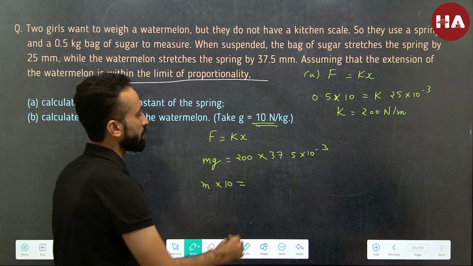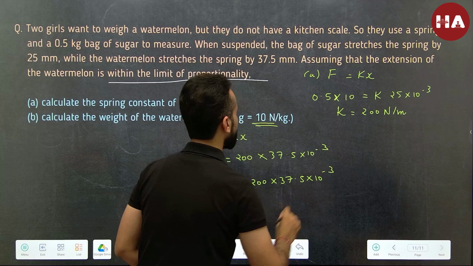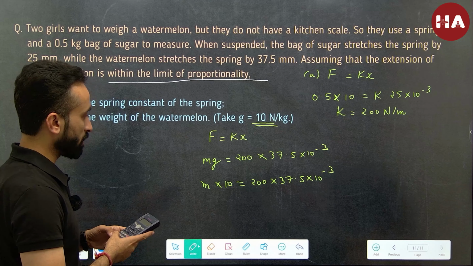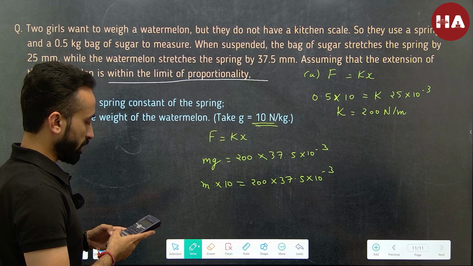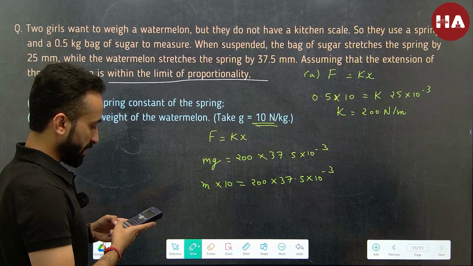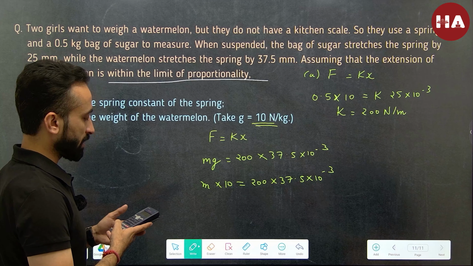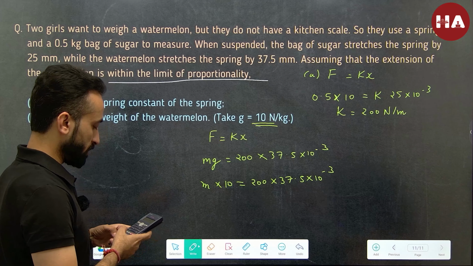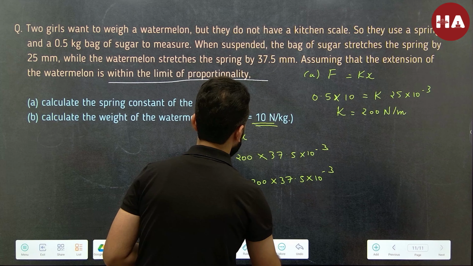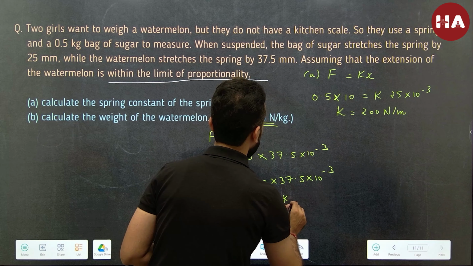All right, so this is 200 into 37.5 times 10 raised to the power minus 3. So let's do this calculation very quickly. So this is 200 times 37.5 divided by 10,000. Okay, so I am getting 0.75. This is going to be 0.75 kilograms.